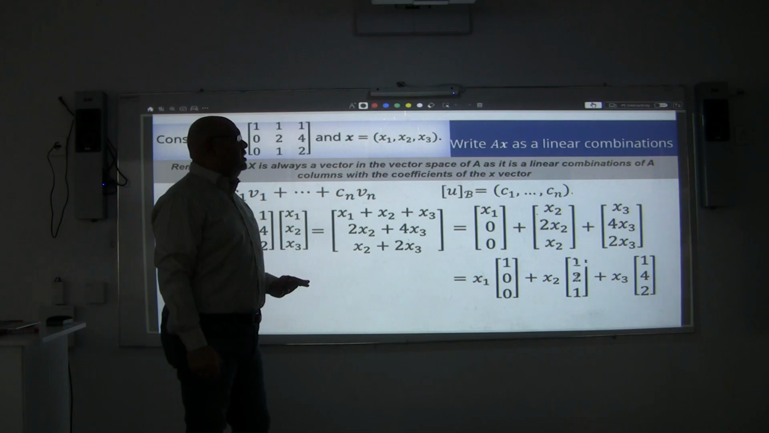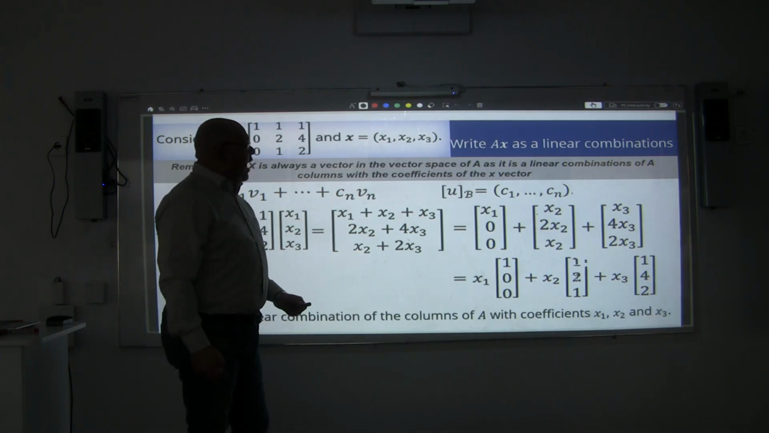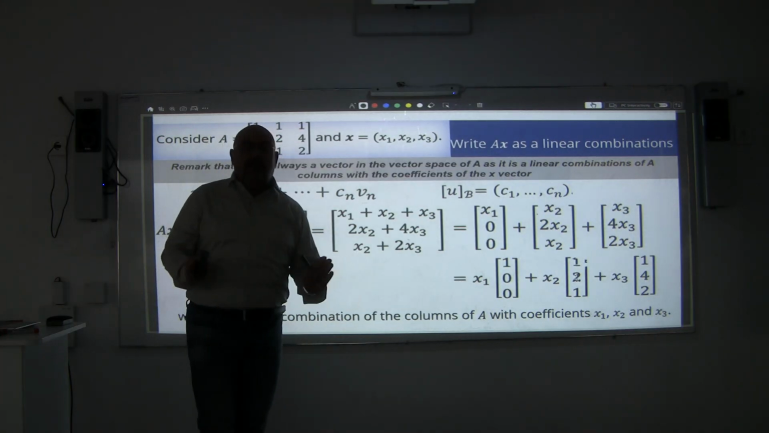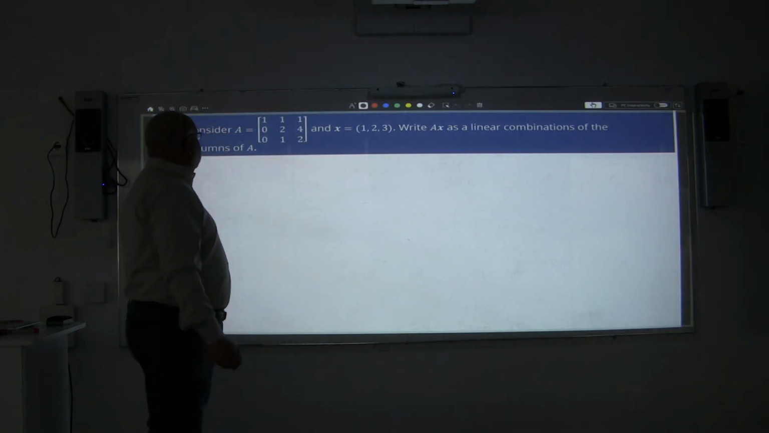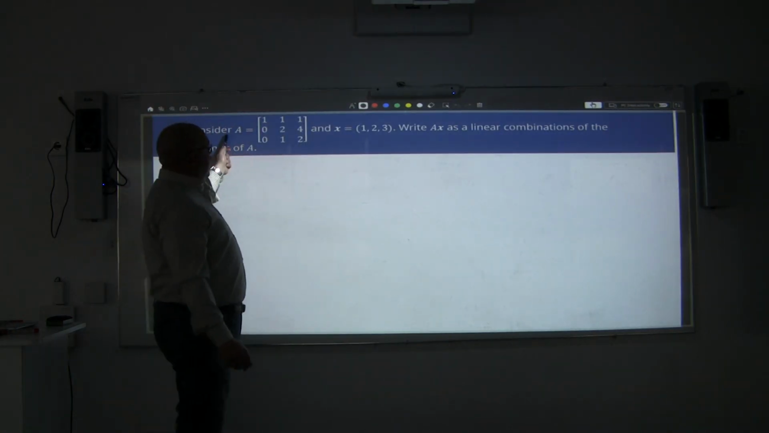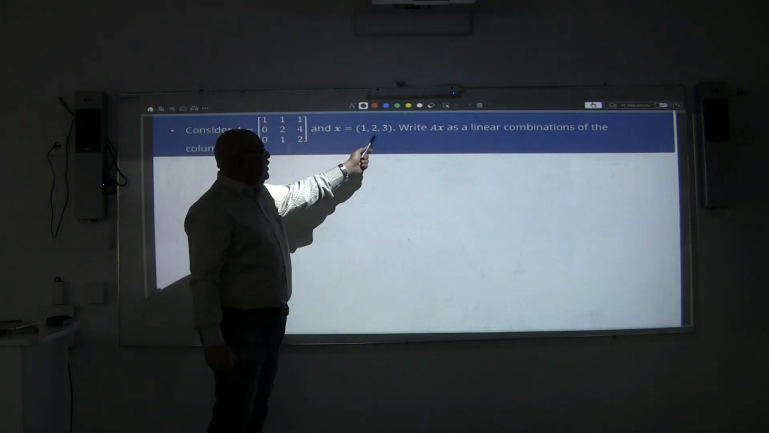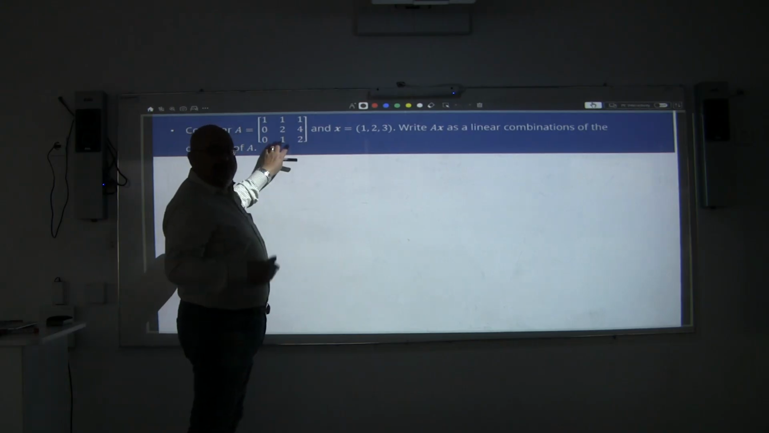This slide summarizes the link between the linear combination and the multiplication of two matrices, regardless of what A stands for and what X stands for. So if A is given to me by this matrix, and X is 1, 2, 3, I can look at it. And this is the matrix of transformation, of change of basis.